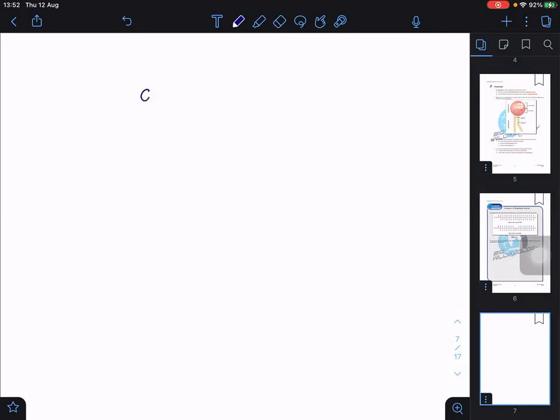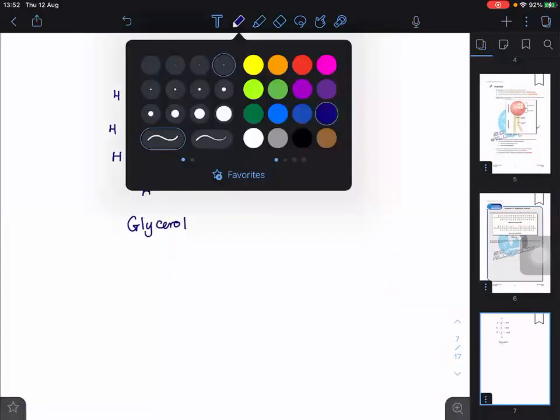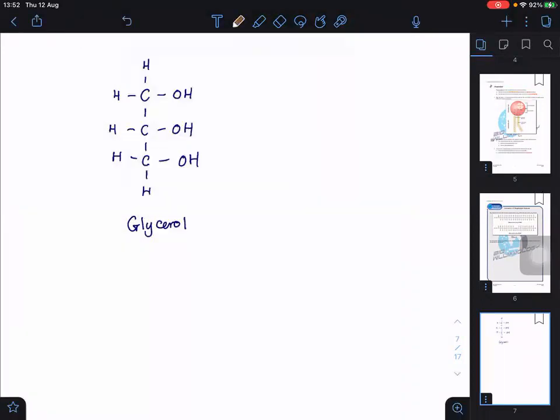Glycerol is CH2OH, CHOH, CH2OH. So this is glycerol. Glycerol will react with two fatty acids. I put a fatty acid here. I use brown color for the fatty acids.